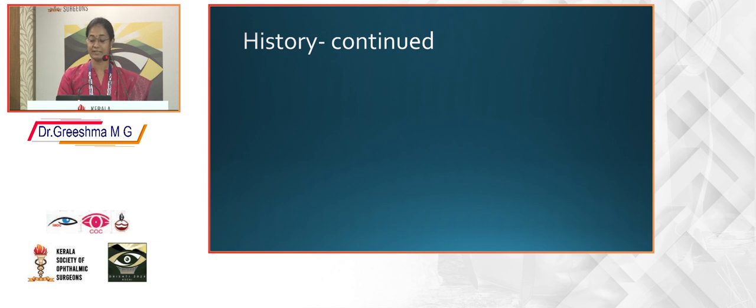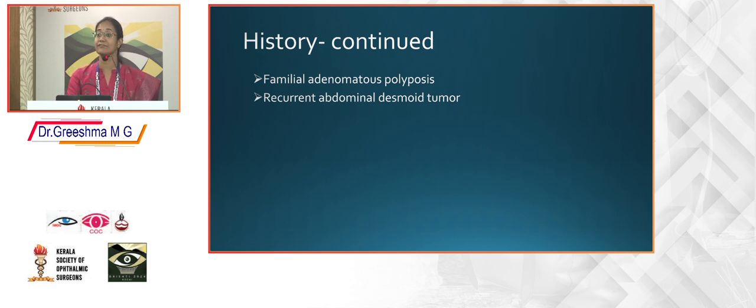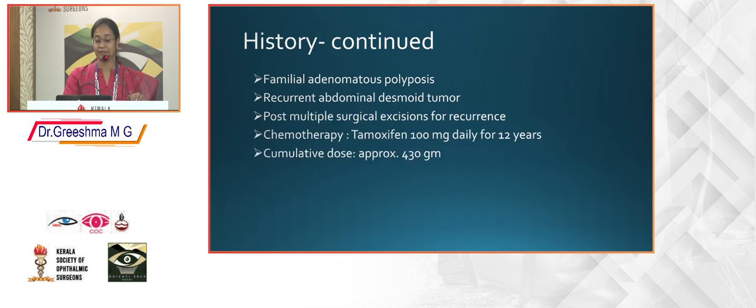So, continuing with the history, on retrospective analysis, he was identified to be a case of familial adenomatous polyposis, and he had a history of recurrent abdominal desmoid tumor, because of which he had multiple surgical excisions and he was put on high dose chemotherapy. His chemotherapeutic agent was tamoxifen, which was given for the past 12 years, 100 milligram per day. For him, the cumulative dose came to around 430 grams.